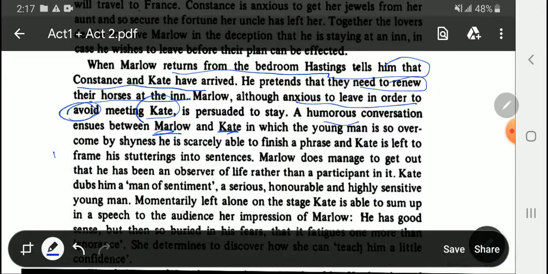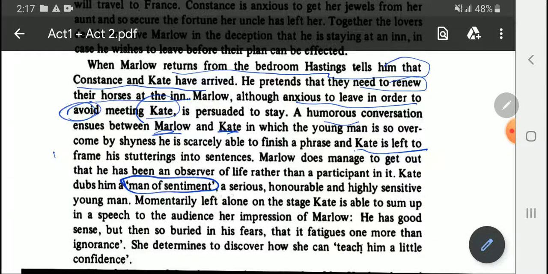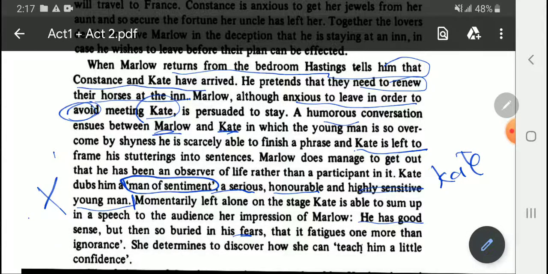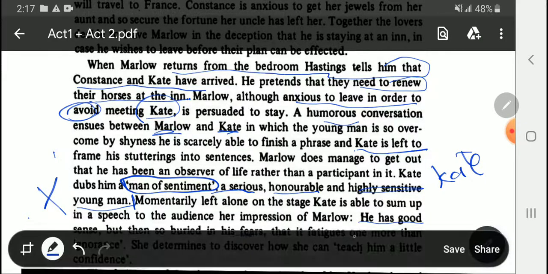And then after Kate is left, she feels that Marlowe is a man of sentiment. He's serious, honorable, and a highly sensitive young man. This is Kate's first impression of Marlowe. He has good sense, but it is so buried in his fears that it fatigues one more than ignorance.